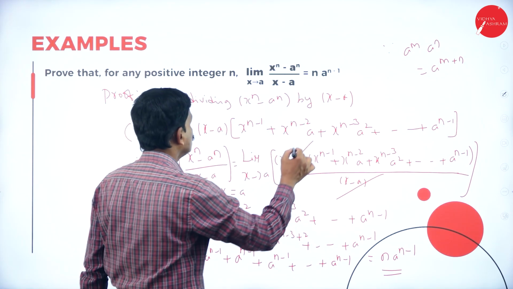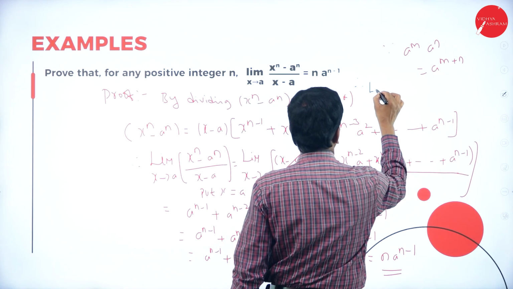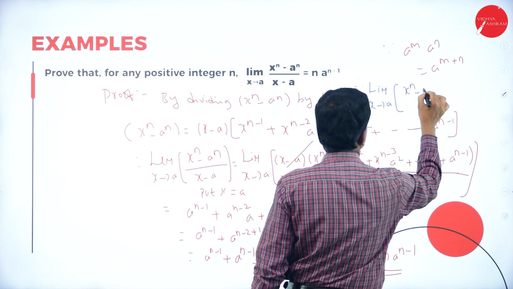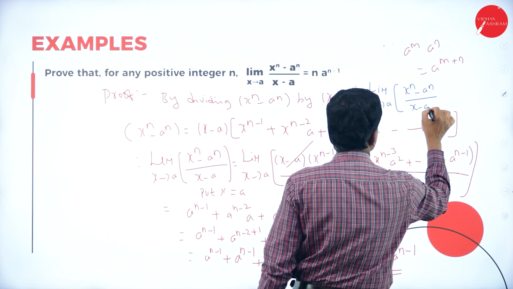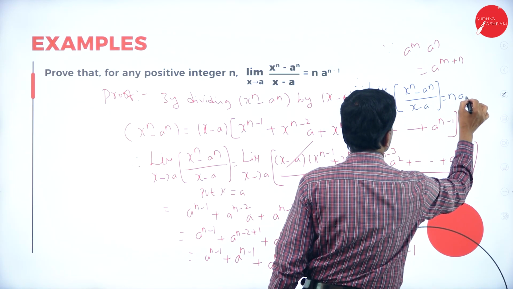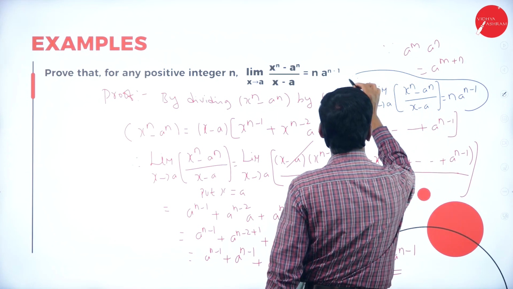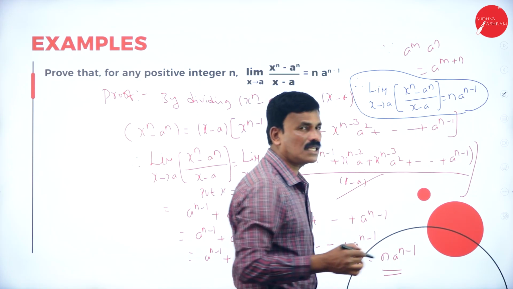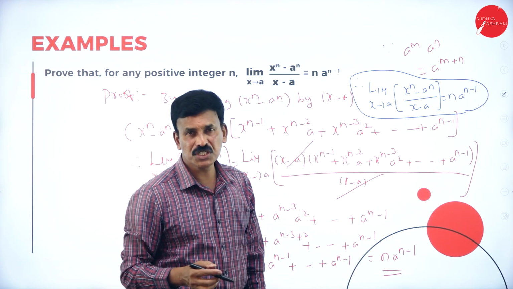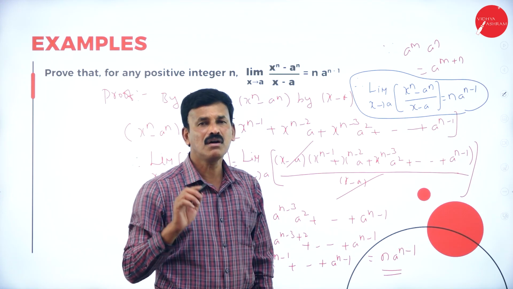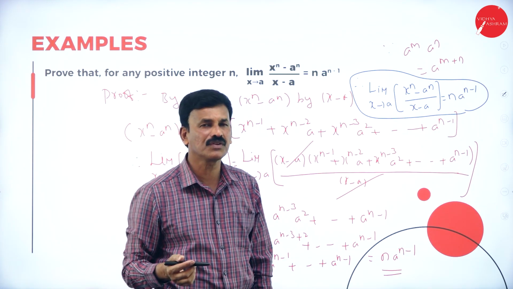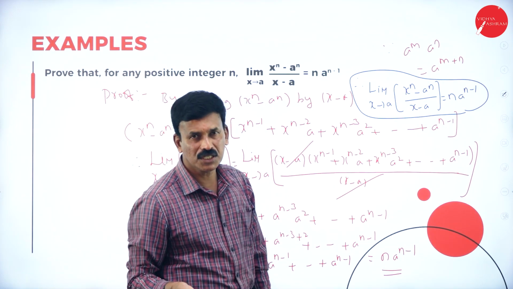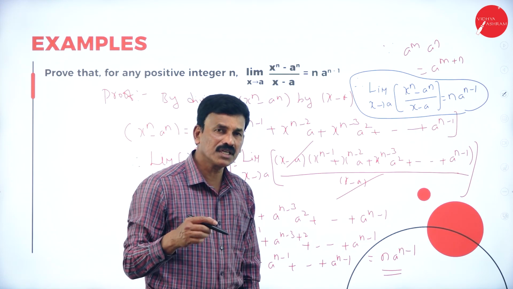Now, therefore, limit x tends to a of x raised to n minus a raised to n divided by x minus a is always equal to n into a to the power of n minus 1, where n is a rational number. That means n is a positive integer or a negative integer, or a positive fraction or a negative fraction. So, n is a rational number, where n is a positive number, n is a negative number, or n is a positive or negative fraction.